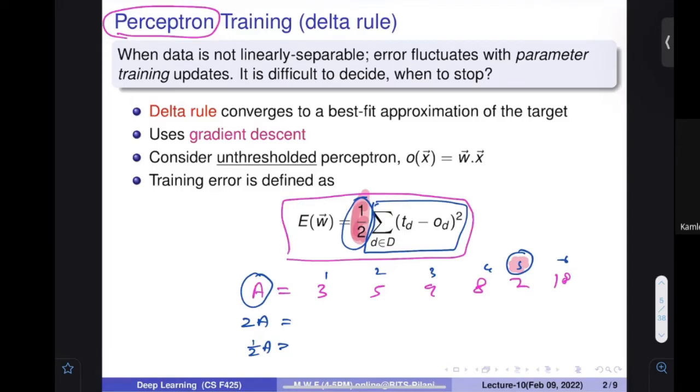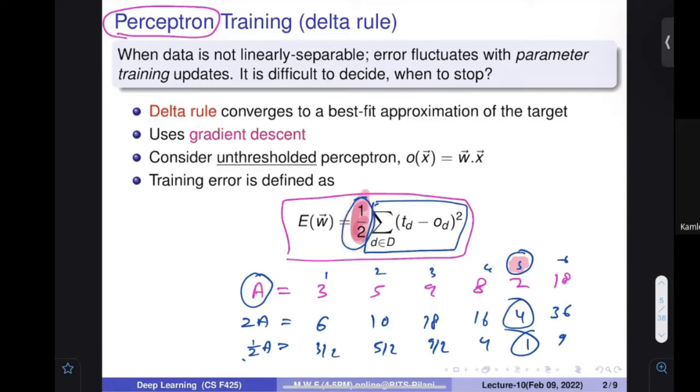Make sense? Because 2a is what? 6, 10, 18, 16, 4 and 36. Again the minimum is here only. Half of a means 3 by 2, 5 by 2, 9 by 2, 4, 1 and 9. Again the minimum is here. So by multiplying by a factor, it is not going to have any adverse effect.